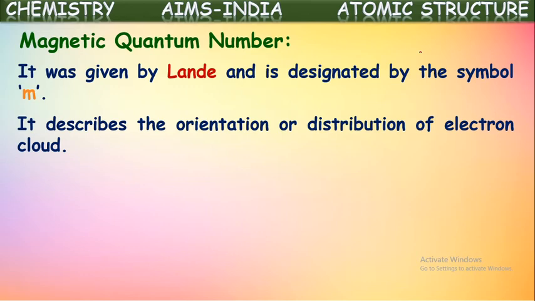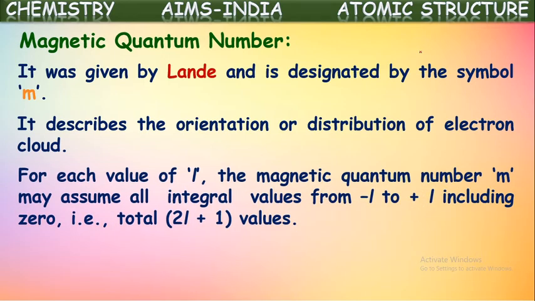Orientation means along which axis electrons are revolving around the nucleus. That is said to be the orientation of the electron, and it is given by the magnetic quantum number value. For each value of l, the magnetic quantum number m may assume all integral values from minus l to plus l, including 0. So if we know the l value, we can find the m values.